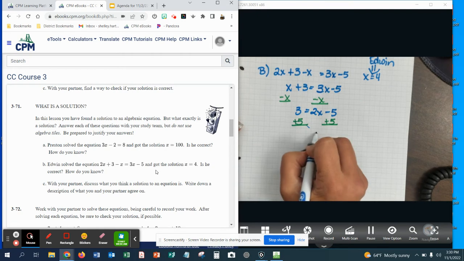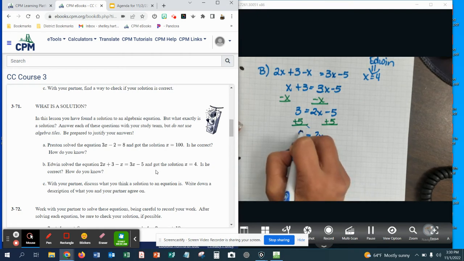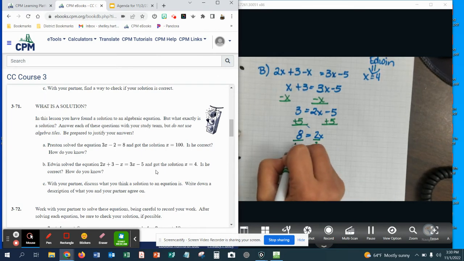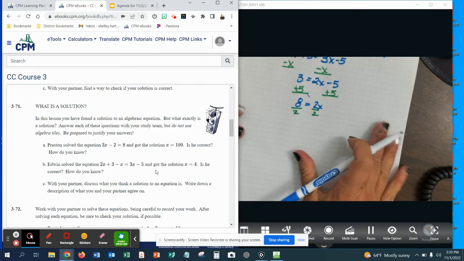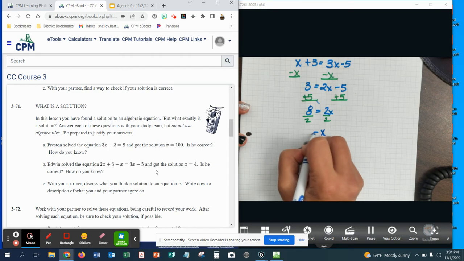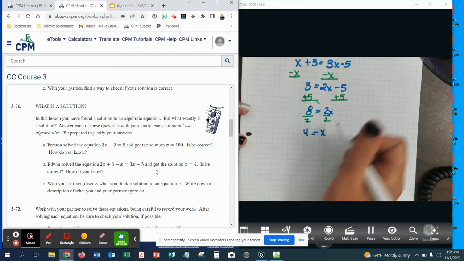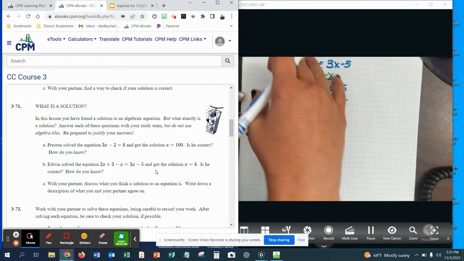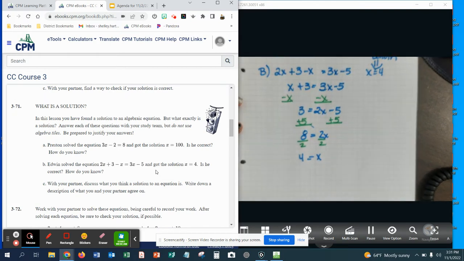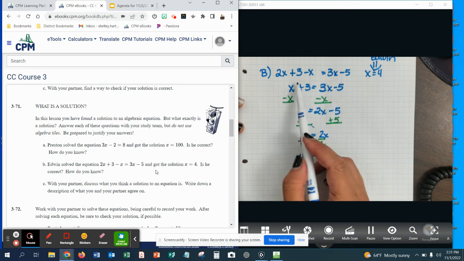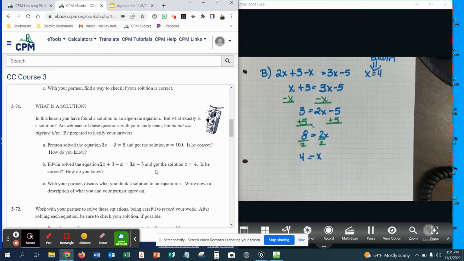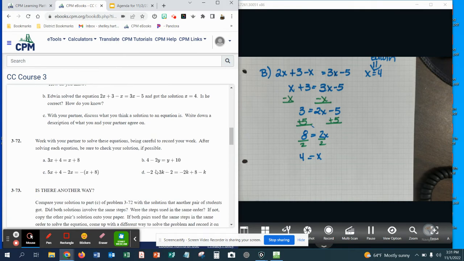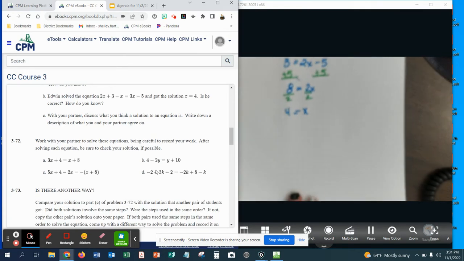So now I have 2x equals 8. I'm going to get rid of the coefficient by division. And now I have x equals 4. Is that the same thing as Edwin? Yes, Edwin was right. So if we were to plug this into the whole equation, we would get where this side equals this side. Cool? Cool. All right, so let's go to 3-72.